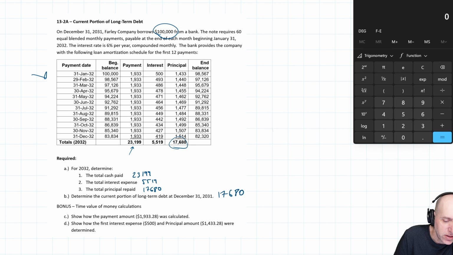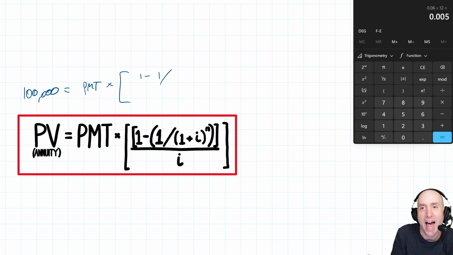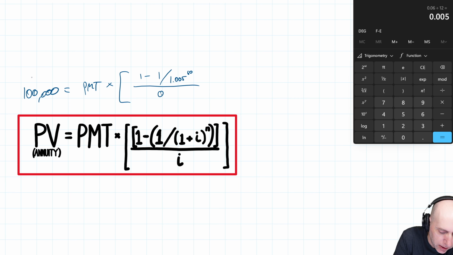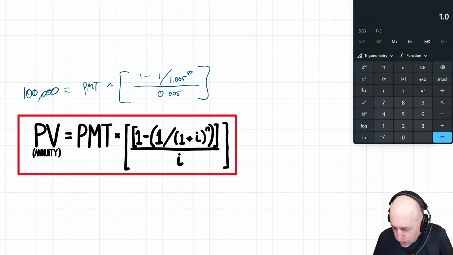Now, the i here is interesting because there are 60 monthly payments and the interest rate is annual, so I've got to make it monthly. 0.06 divided by 12 months is 0.005. It's a funny thing, it's 0.5% per month. So 1.005 to the power of n, which is 60 periods, all divided by 0.005, our monthly rate. Okay, that's it. Then we just have to crunch the numbers.